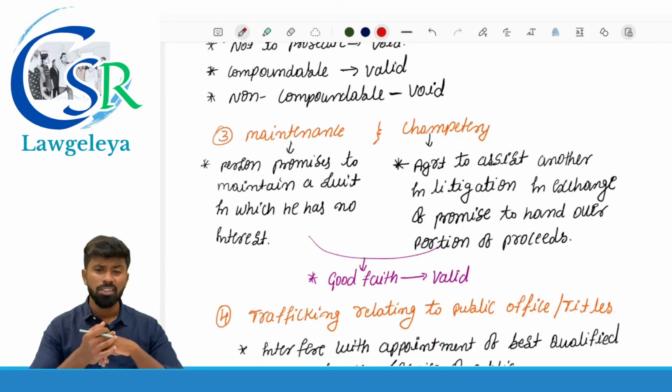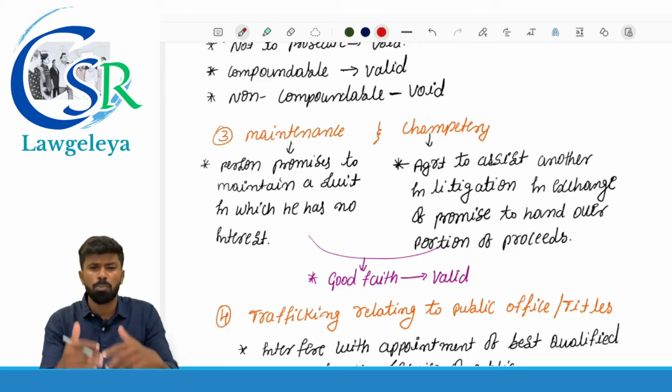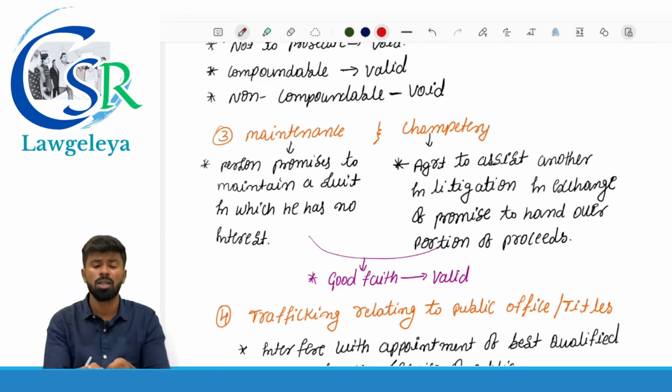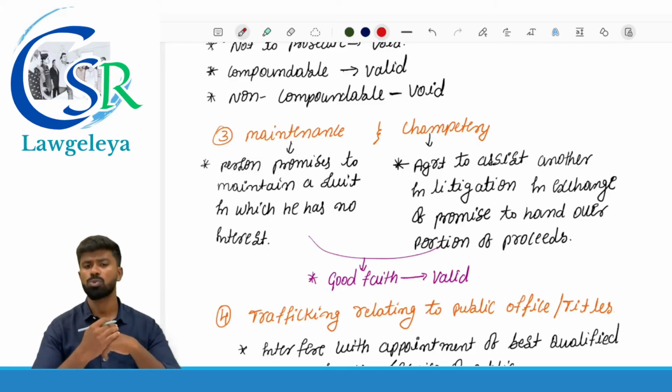Next one, maintenance and champerty. Any agreement where a person promises to maintain a suit in which he has no interest, he just had the intention of promoting litigation, and because of that, he made a contract to finance. Is that agreement valid? Agreement is void.